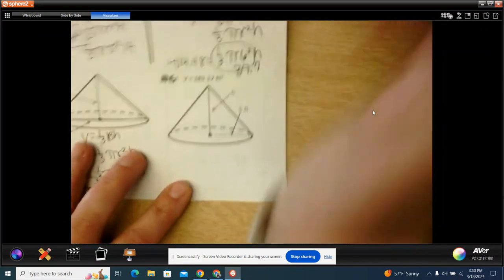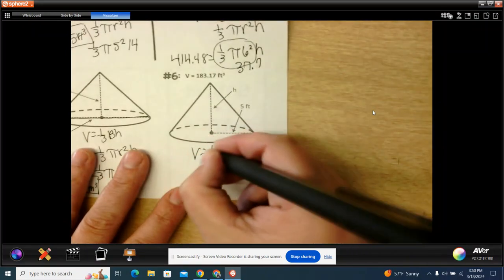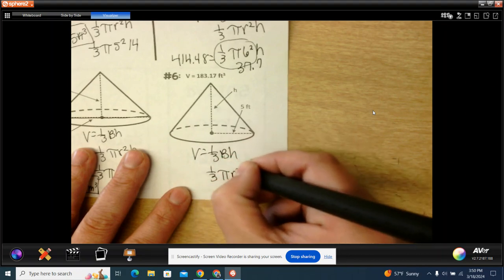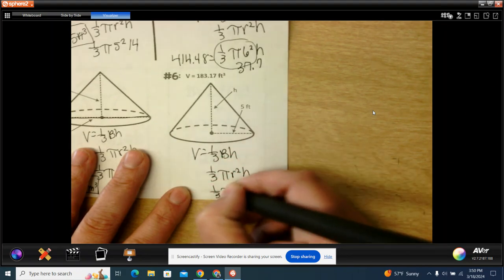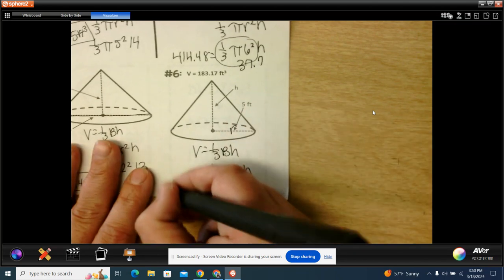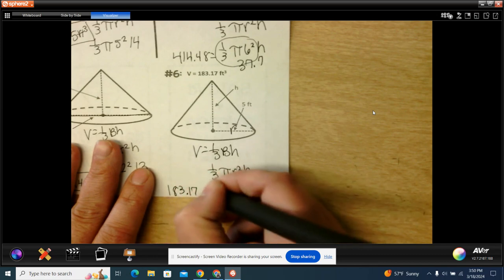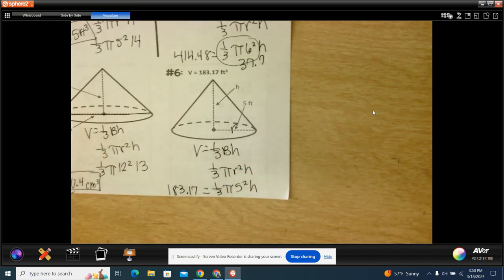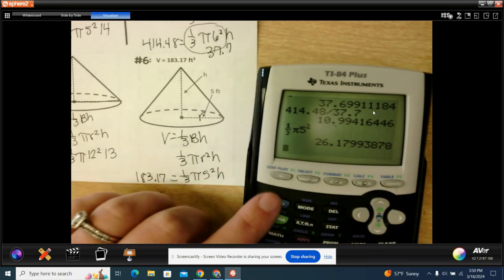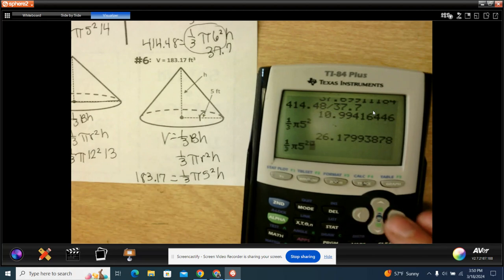All right, and then for our last problem, we have 1/3 big BH, replace our B with pi r squared, replace the numbers. So r is 5. Don't know what h is, but I do know V is 183.17. So again, you can take numbers and plug them in and just guess. Or we can find what the answer is for 1/3 pi 5 squared, and then divide it. So let's just try guessing.